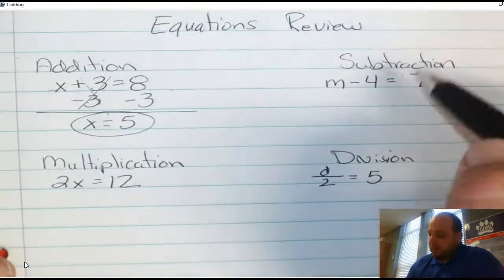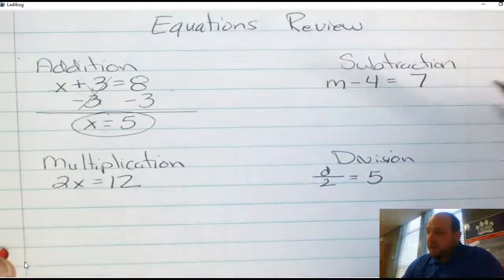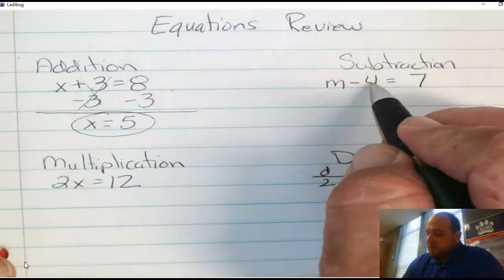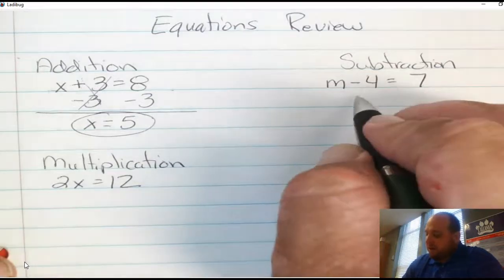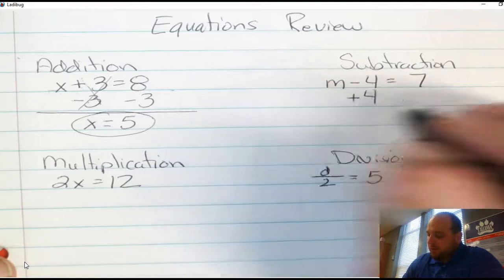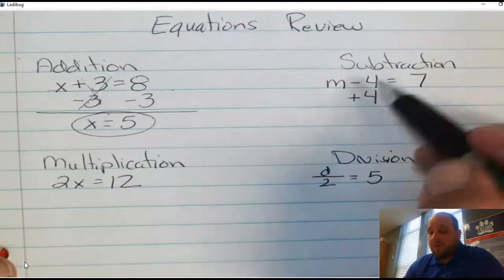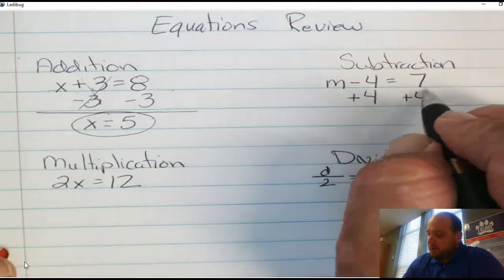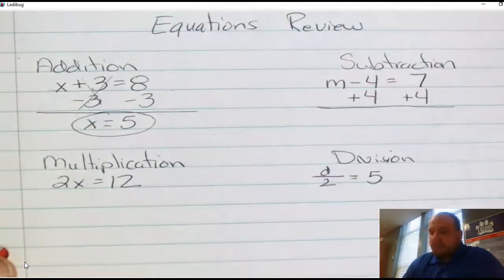Subtraction. How do we undo subtraction? By doing addition. So to undo the minus 4 here that's being done to the variable, we're going to have to add. What are we going to add? Whatever the opposite is up here. Whatever's being subtracted up there, we have to add down here. So it's going to be a plus 4. We're going to do that again to both sides because we have to keep a balance.